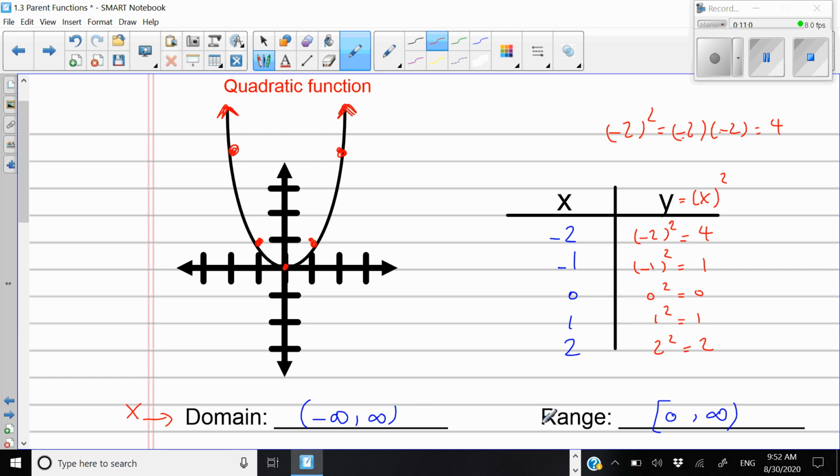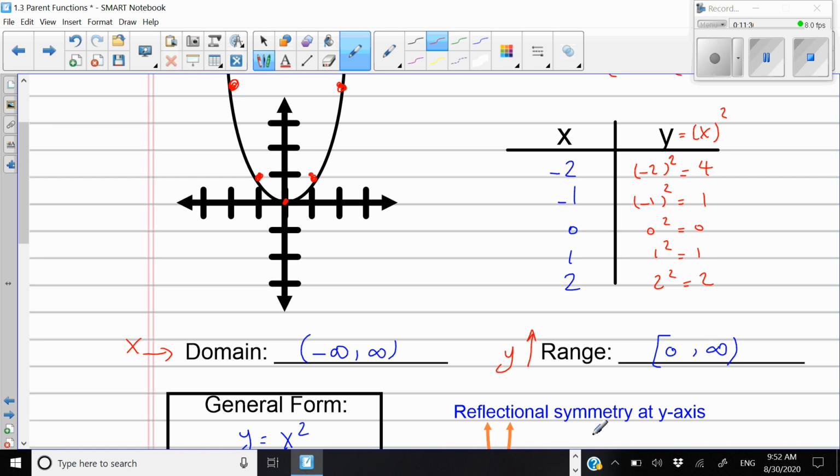The same for the range. I'm going to move from bottom to top this time. As I move from the bottom, I see that the y values which are negative are not being covered. And the graph is starting from 0. And this 0 is included in my graph. So I'm going to write bracket 0, and then it's going to continue increasing to the top. So to infinity.